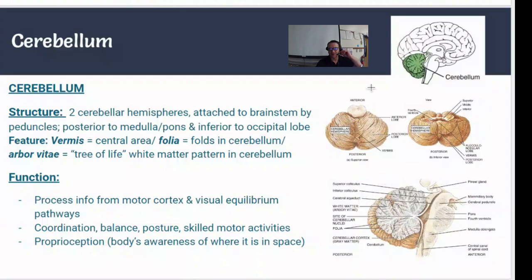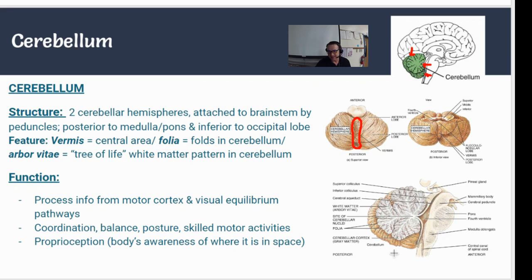And the last part of the brain I'm going to go over today is the cerebellum. It's located posterior to the pons and posterior to the medulla and inferior to the occipital lobe of the cerebrum. There it is in green. Some features: the vermis is the central region of the cerebellum.